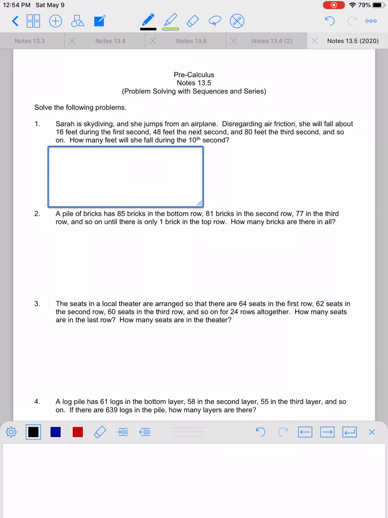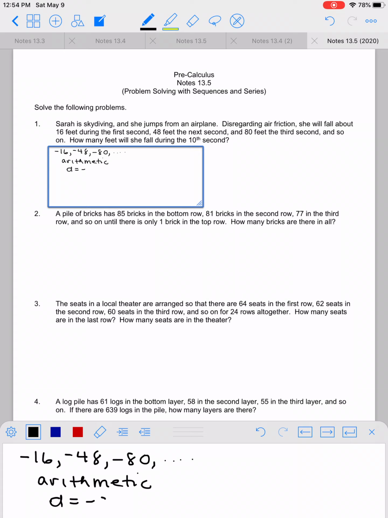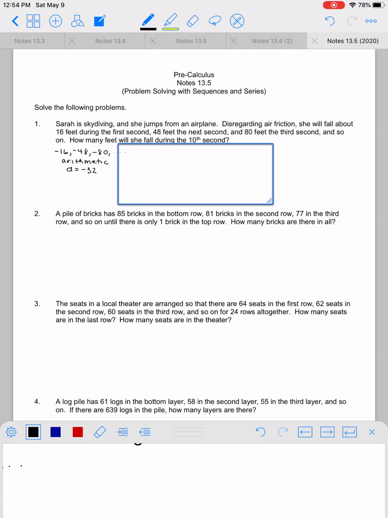In this first one, in skydiving, she falls 16 feet, so we're going to put the negative in front for directional for falling, then negative 48, then negative 80, and that pattern continues. As we analyze that further, that is an arithmetic sequence, and the common difference each time is negative 32. The question says, how many feet will she fall during the 10th second? That means we want the 10th term.